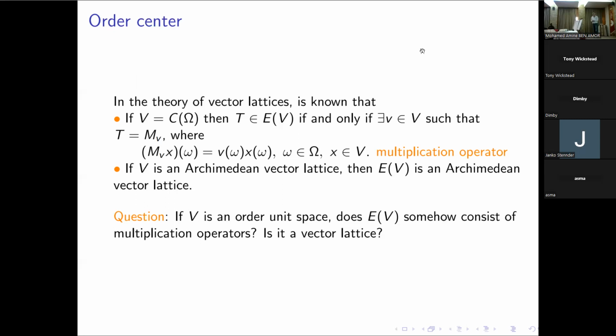So in our case, if we have a general order unit space, so no lattice structure at all, does it somehow consist of multiplication operators? Is there a relation with multiplication operators? And is it under some nice conditions a vector lattice or not? So these are the kind of things we could ask.